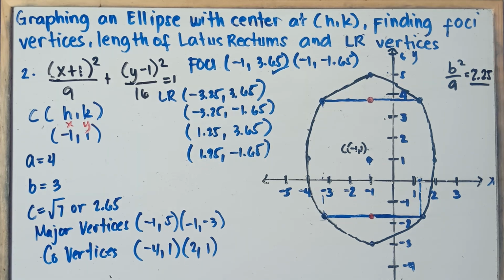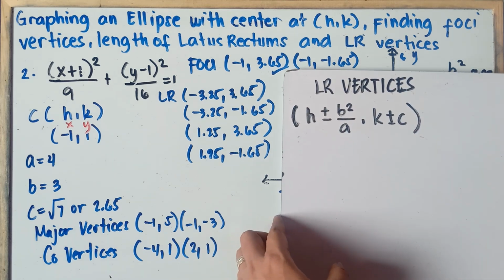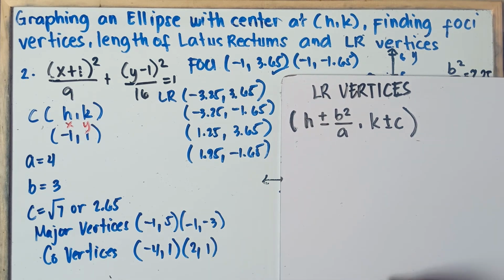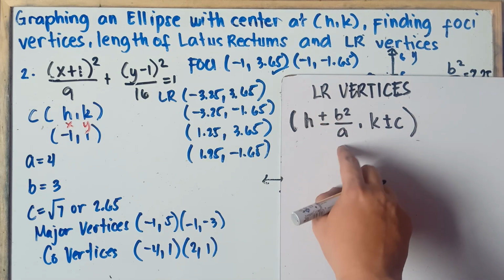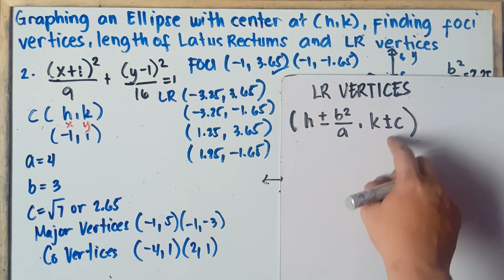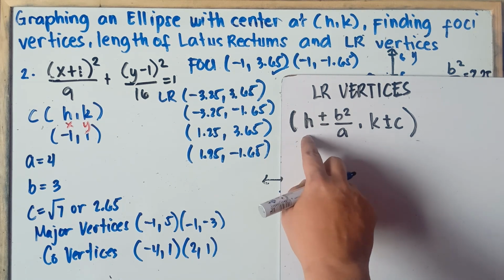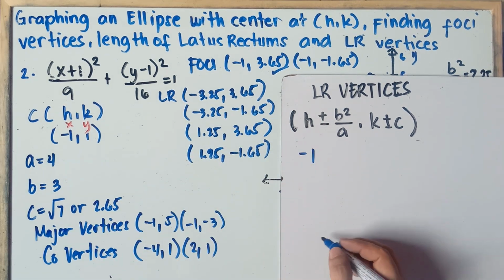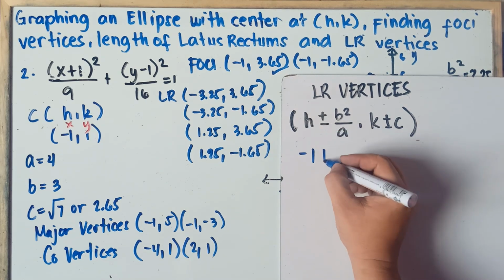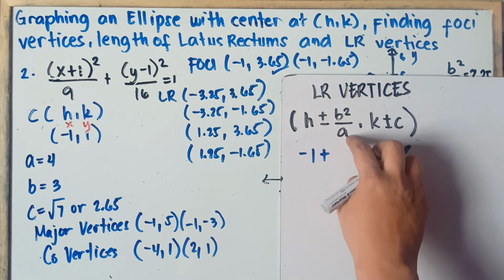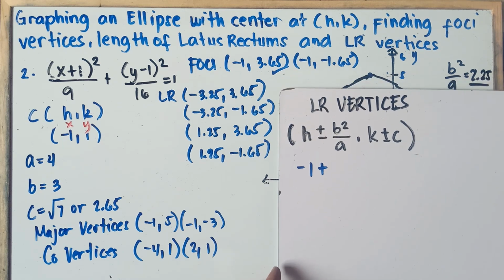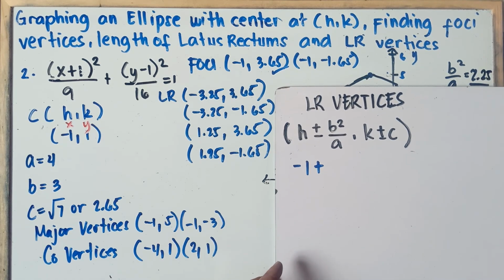Alright, so let's check, class, if we get the same answer using the equation for the latus rectum vertices. Once again, this will be the equation: the quantity h, plus or minus b squared over a, comma k, plus or minus c. So our h is negative 1. Let's start with plus, b squared over a, half the length of the latus rectum, and this will be our answer, class, 2.25.